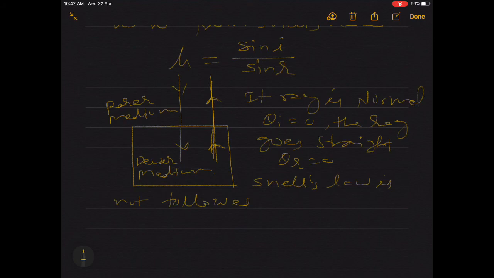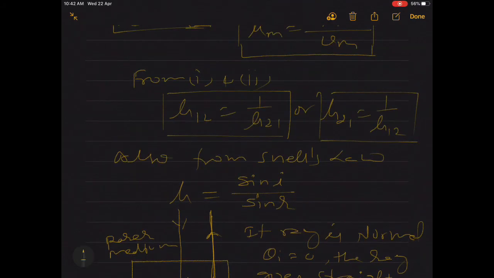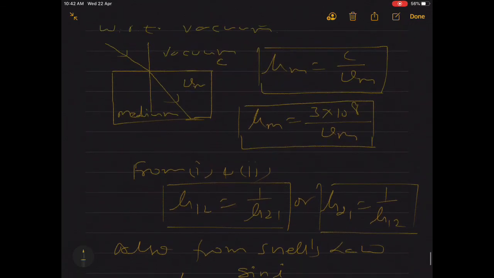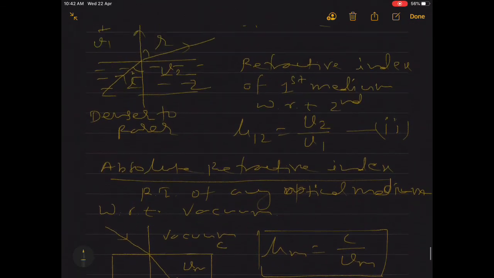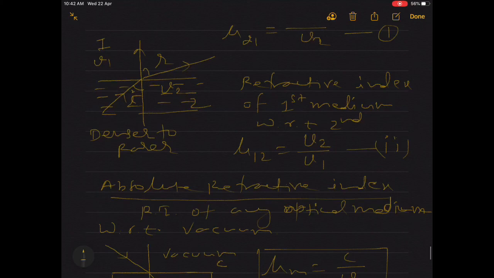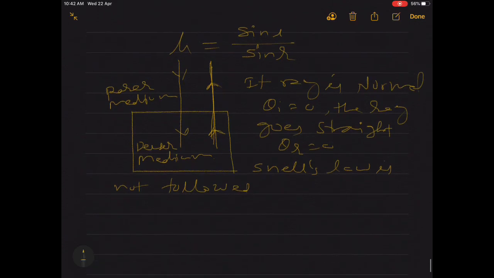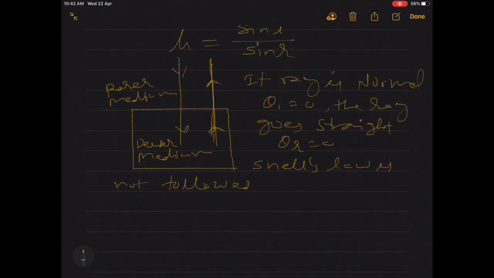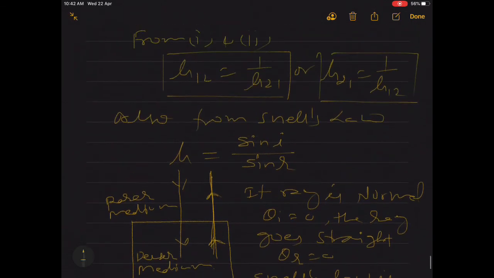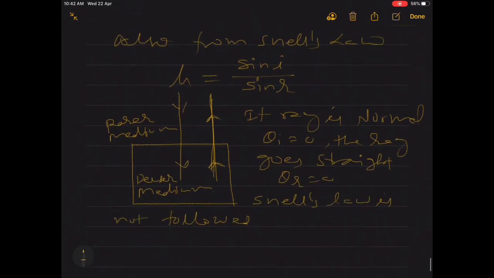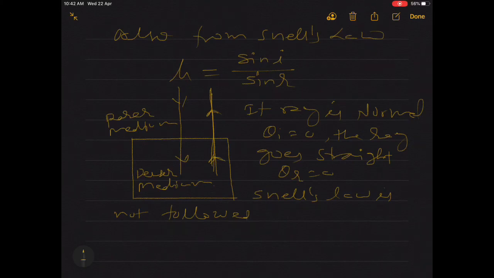So Snell's law is not followed, but we can use the definition of refractive index, that is mu is equal to the speed of light in the first medium to the speed of light in the second medium. That can be followed here, but it's very clear that for this specific case, when the ray is along the normal, Snell's law is not obeyed, and rather the ray is not bending.